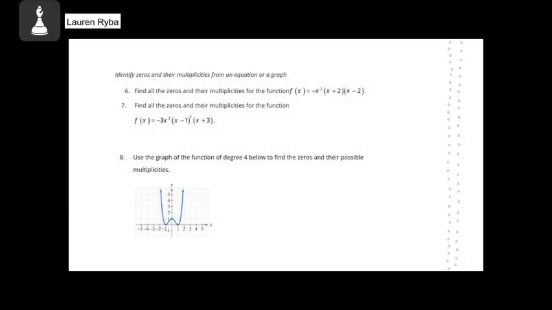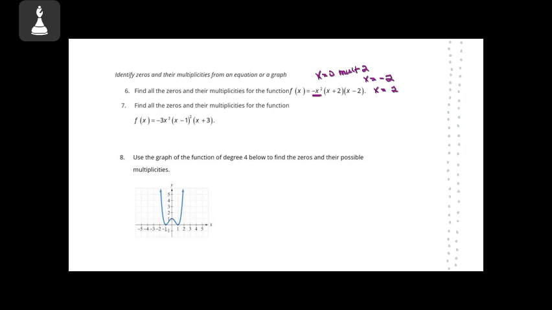So let's take a look. In number 6, the function is -x² times x plus 2 times x minus 2. Well, this one here is going to be x equals 0. And because it's power 2 means a multiplicity 2. X plus 2 gives me the value x equals -2. I don't need to write a multiplicity because it just happens one time. And then x minus 2 is a factor. It gives me the x value of 2. Again, single multiplicity, so I do not need to write it.